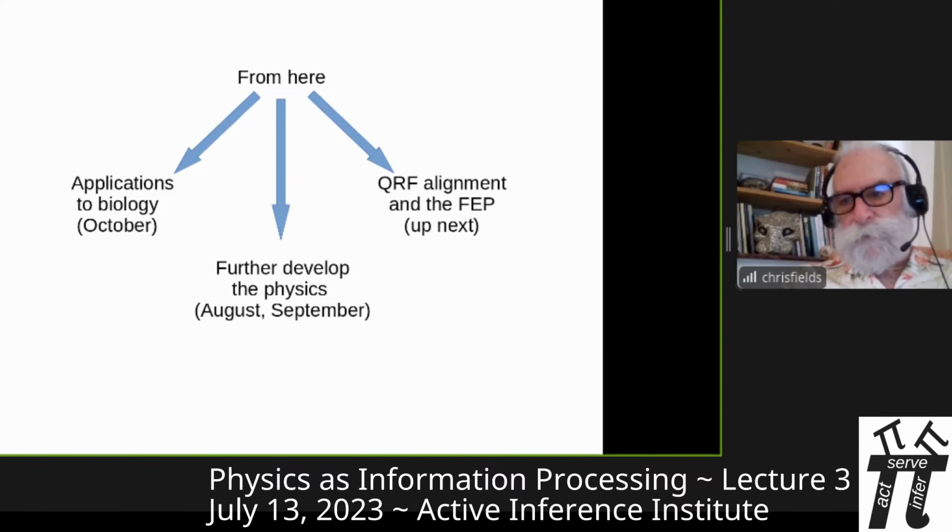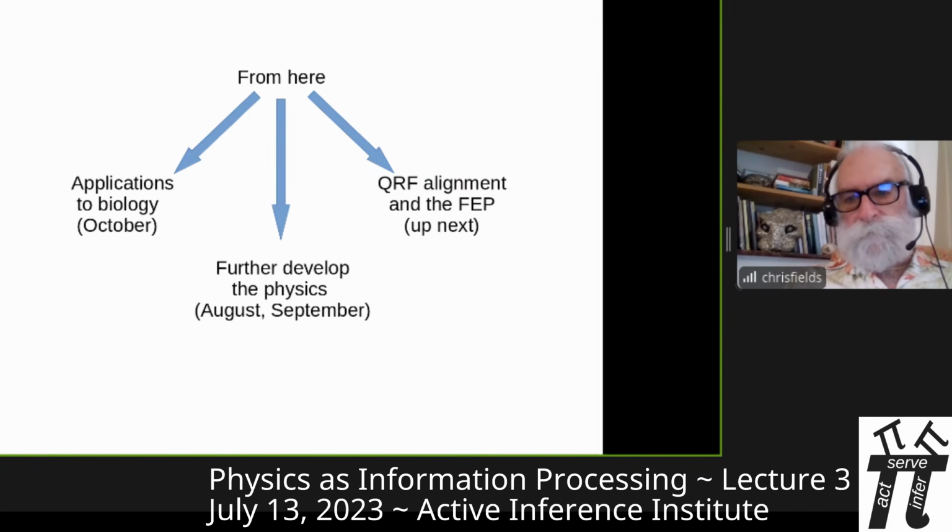So we can go in three directions from this. We can go deeper into the biology, which we're going to do in October. We can go deeper into the physics, which we're going to do in August and September. And we can go deeper into this issue of alignment, which is what we're going to do today.